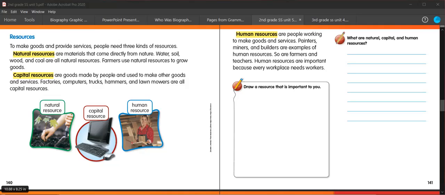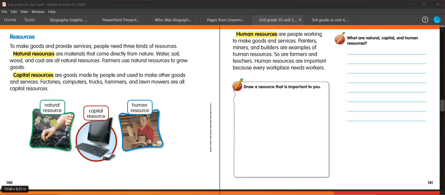Now, the last one we're going to talk about are human resources. Human resources are the people that work to make those goods. So they're like capital resources, but people. So a painter is a human resource because they're providing that service. They're painting your walls. A miner who digs up coal is a human resource.